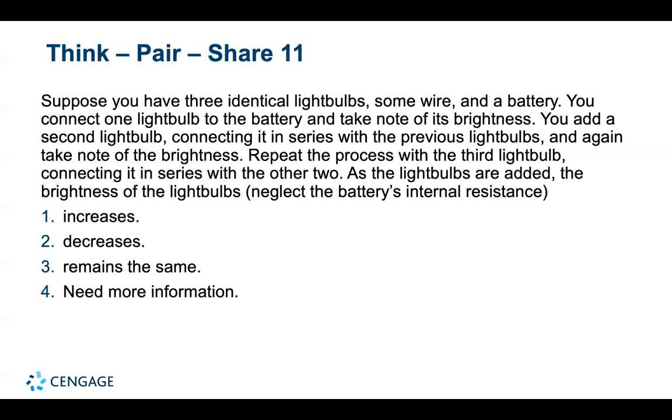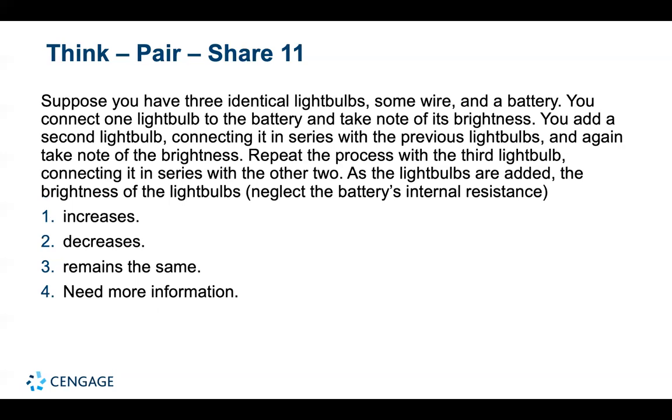Continuing on, suppose you have three identical light bulbs, some wire and a battery. You connect one light bulb to the battery and take note of its brightness. Add a second light bulb in series with the previous light bulb, and again take note of the brightness. Repeat the process with the third light bulb, connecting it once again in series with the other two. As the light bulbs are added, the brightness of the light bulbs, the answer is, decreases. And so we had a case with bulbs in parallel. Now we're talking about the case when they're in series.